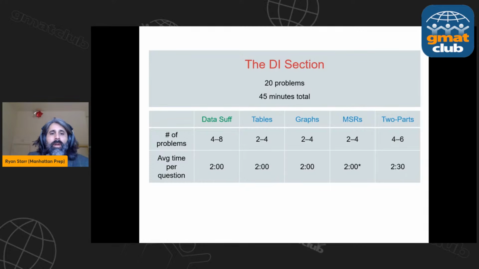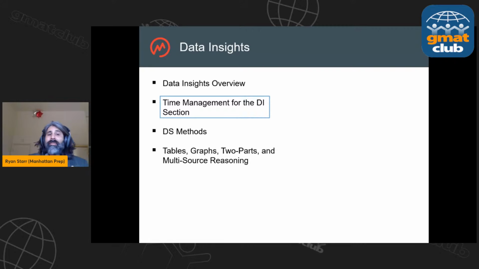Now, first thing, time management. And I'm coming at this time management thing from a very honest place. Like, I ran out of time on my data insights section. That definitely happened. I run pretty tight on time in the IR section. Data insights was even harder because typically on the old quant sections, I used to spend more time on data sufficiency than on problem solving. So while the new quant section is very fast for me, the new data insights section is kind of like the worst of both worlds for me, and it made it really, really hard to finish on time.